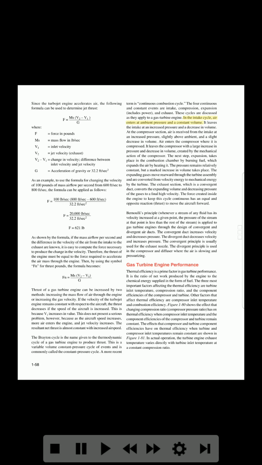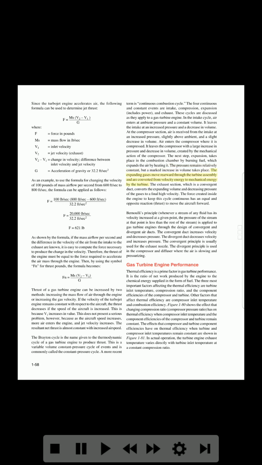In the intake cycle, air enters at ambient pressure and a constant volume. It leaves the intake at an increased pressure and a decrease in volume. At the compressor section, air is received from the intake at an increased pressure, slightly above ambient, and a slight decrease in volume. Air enters the compressor where it is compressed. It leaves the compressor with a large increase in pressure and decrease in volume, created by the mechanical action of the compressor. The next step, expansion, takes place in the combustion chamber by burning fuel, which expands the air by heating it. The pressure remains relatively constant, but a marked increase in volume takes place.